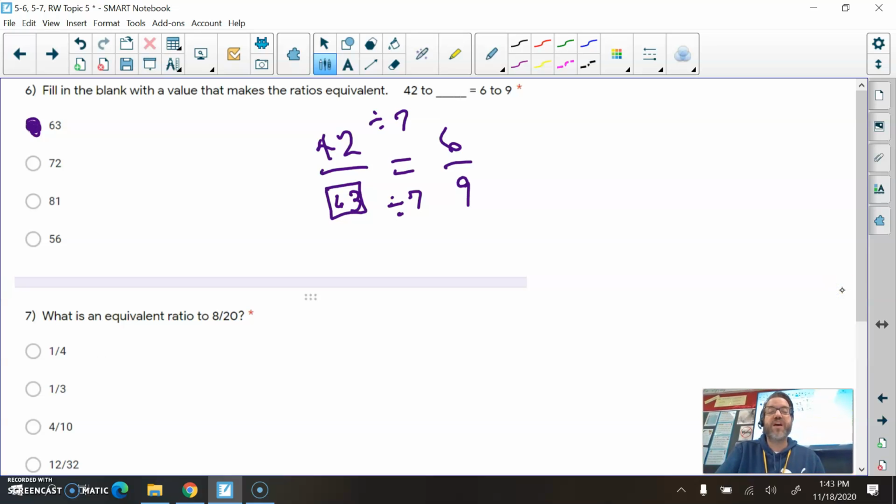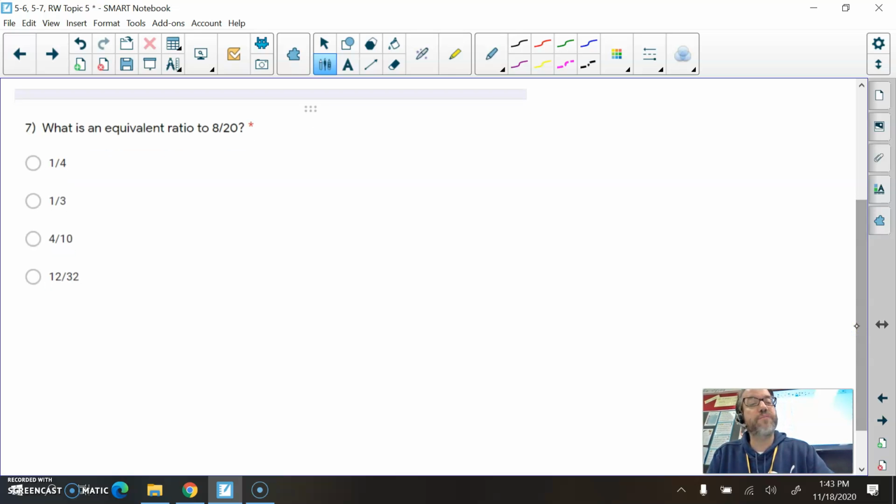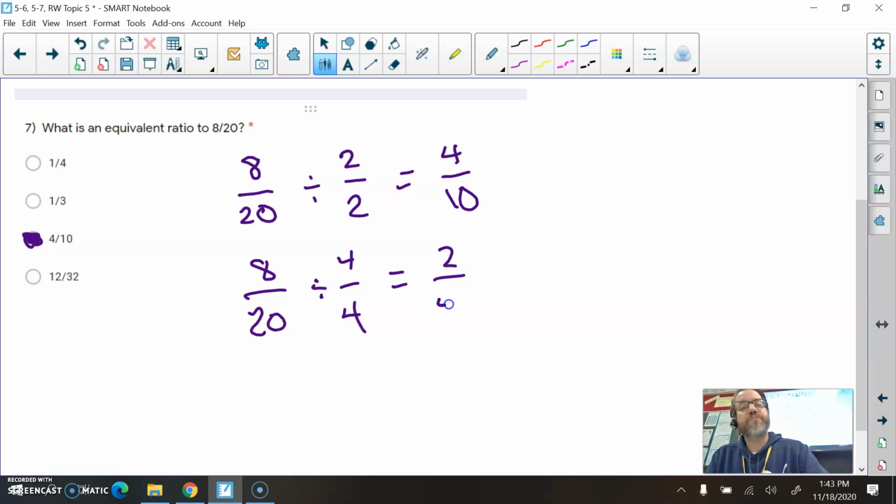Okay. Number 7, what is an equivalent ratio to 8 over 20? Well, you could divide these both by 2, and you'd get 4 to 10, which actually is one of our choices right here, 4 to 10. So I already know the answer. You could have divided these both by 4, and you'd have 2 over 5. I don't see that choice here anywhere.